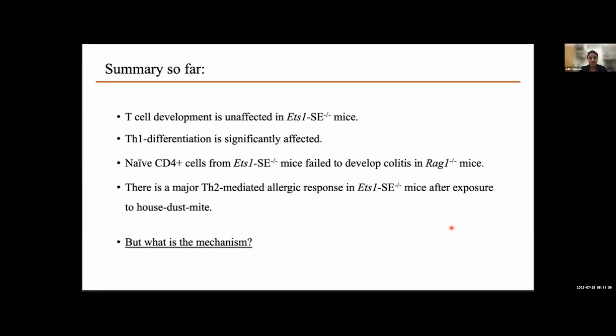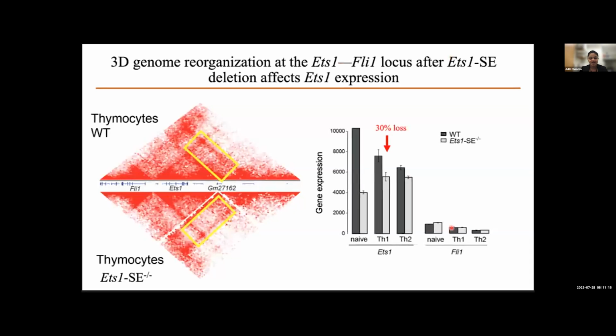Next, we wanted to see what is the exact mechanism by which the super-enhancer knockout affects this phenotype. For that, at first, we performed Hi-C on the T cells and observed that there is a significant loss of interaction at the Ets1 FLI1 locus in the super-enhancer knockout cells compared to the wild type. This was also associated with only around 30% loss of Ets1 gene expression, whereas FLI1, the other gene in the locus, was not significantly affected.